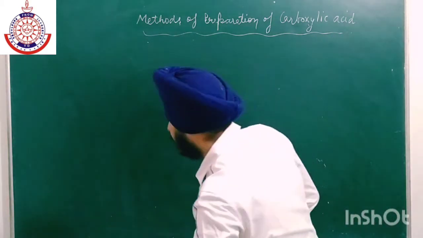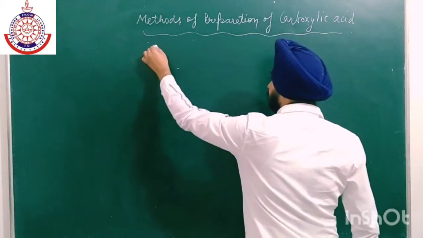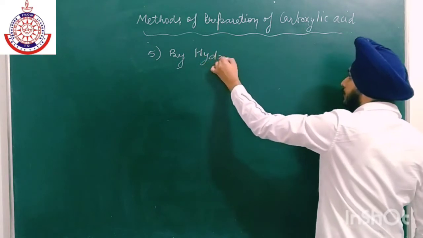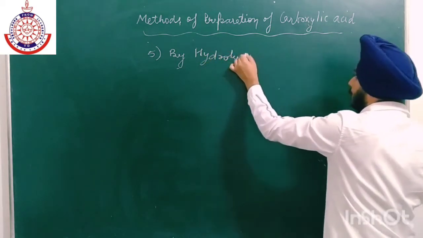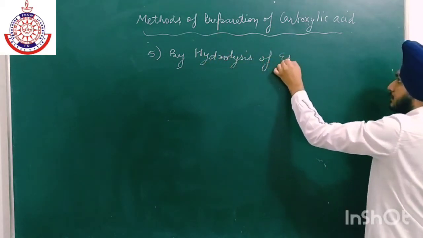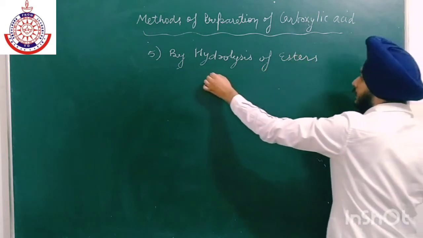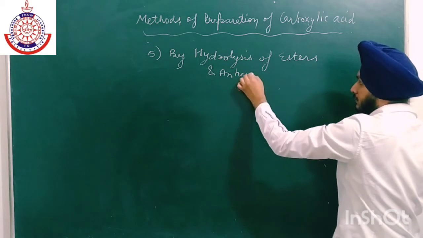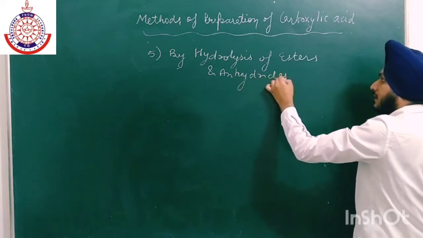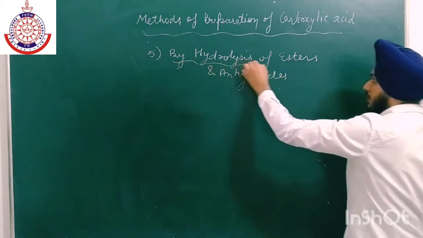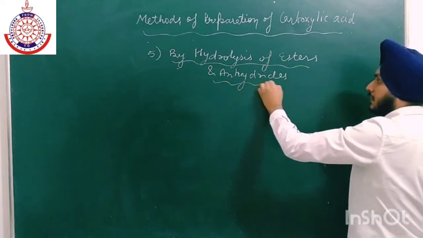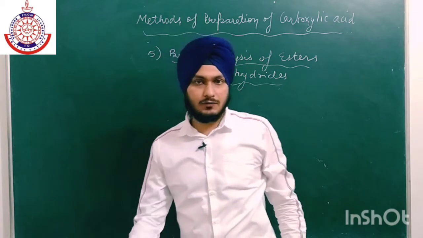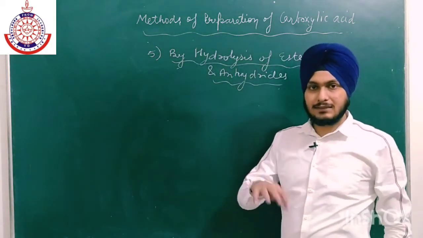The fifth method is again by hydrolysis of esters and anhydrides. So this is just the reverse of the esterification reaction. As we all know, esterification is the reaction in which alcohol and acid react to form esters. Now esters and water.